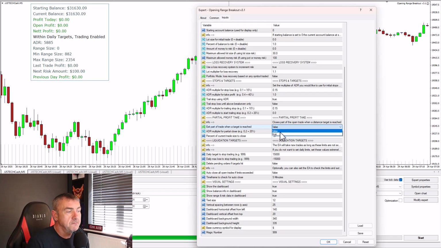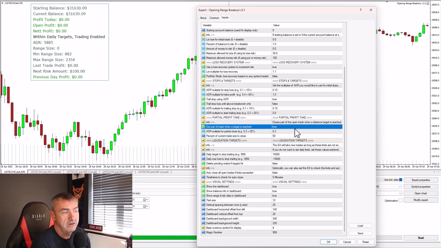Setting this to true means that when we move a percentage of ADR, again, if we're risking 0.15, 15% of ADR, we can say when you've got 30% of ADR in my favor, i.e. a 2-to-1 risk reward ratio, I want you to close out 75% of my trade, which is as this is set up at the moment. You can adjust those settings to be whatever you want, 50%, whatever you like.